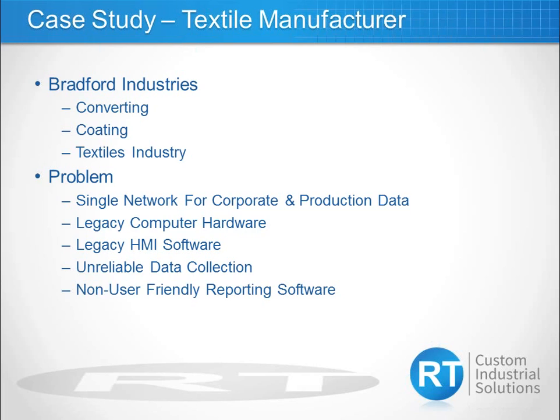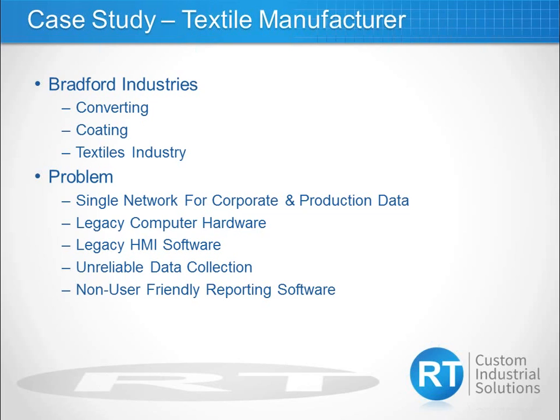So the next thing I want to talk about is a case study that IT Engineering just finished doing, and it's a textile manufacturer. The name of the company is Bradford Industries, and they are in the converting, coating in the textiles industry. And they approached us because they had a serious information systems problem. They had a single network. Everybody was on the same network. Corporate was there, everyone was there, the PLCs were on there. So one flat network, everybody's flooding the network.